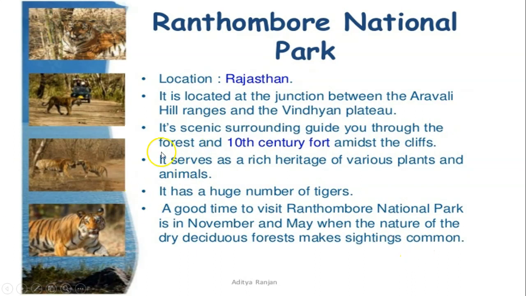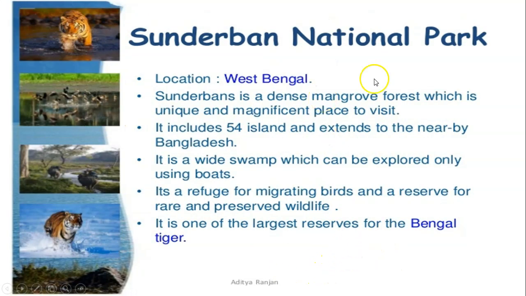Next, Ranthambore National Park. It is in Rajasthan, as its name itself indicates. It should be in Rajasthan. Then next, a huge number of tigers here also. Then Sundarban National Park. It is in West Bengal, and as we have seen, Sundarban Biosphere Reserve is also there. So Sundarban National Park comes in the core zone of that biosphere reserve. Then location is West Bengal.